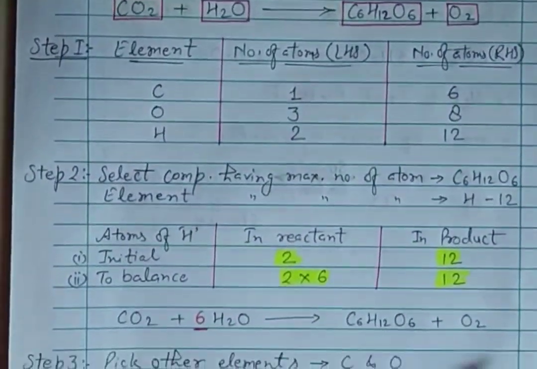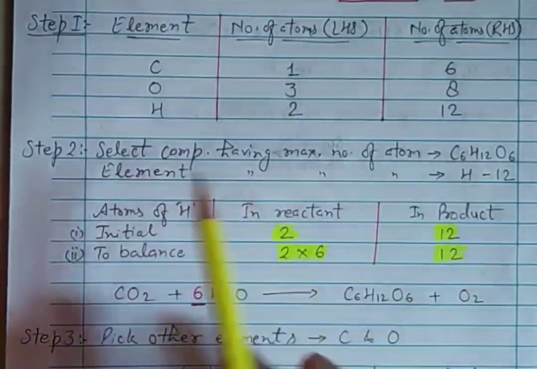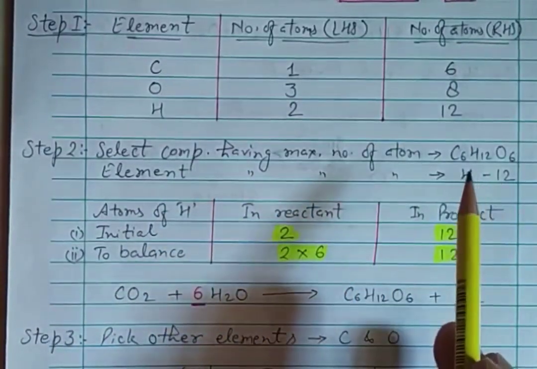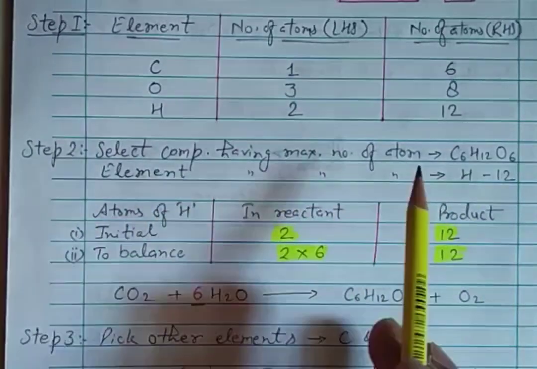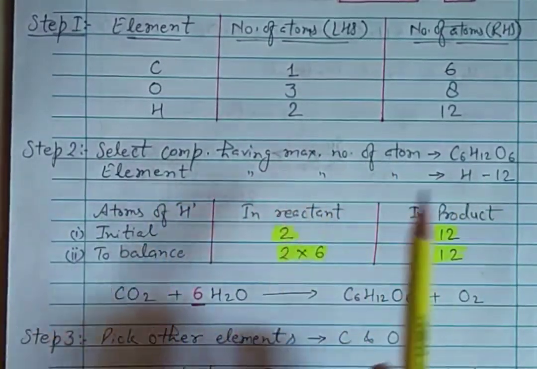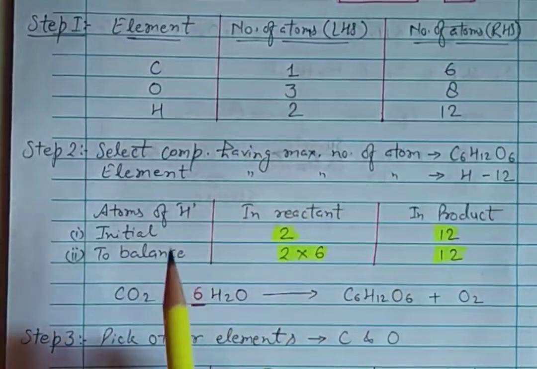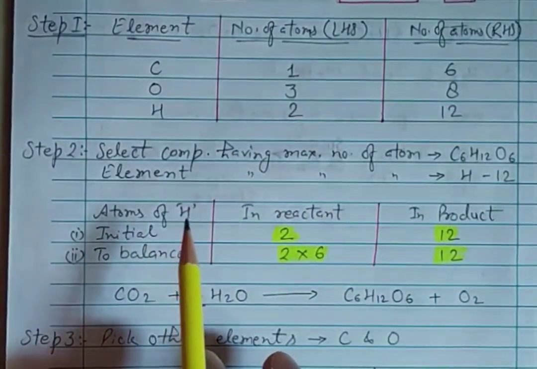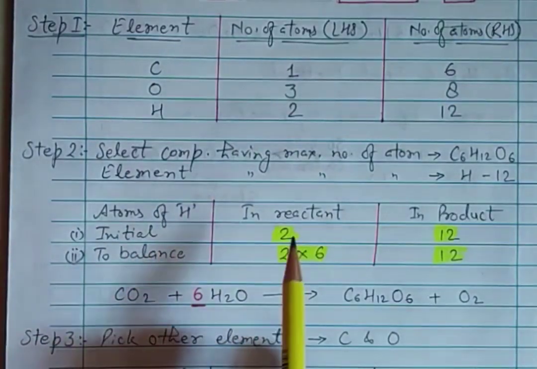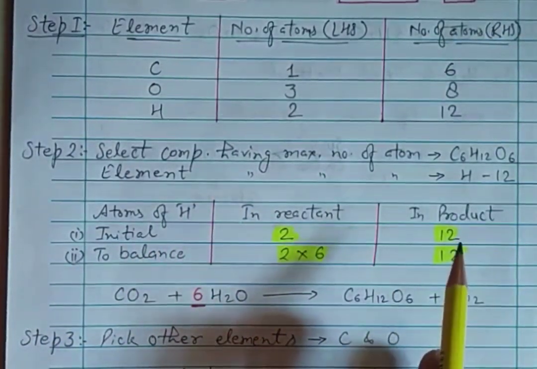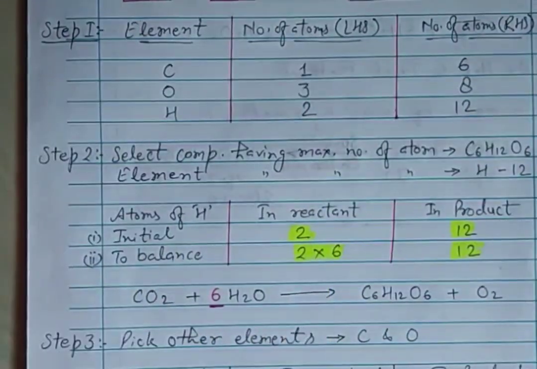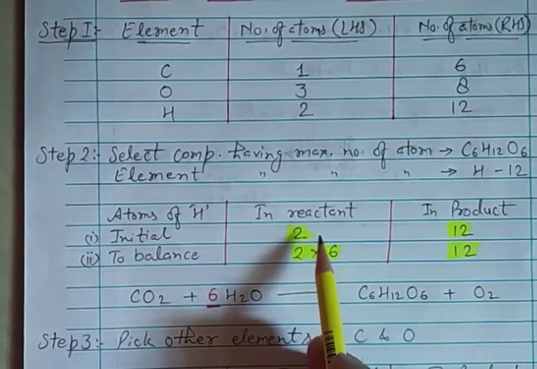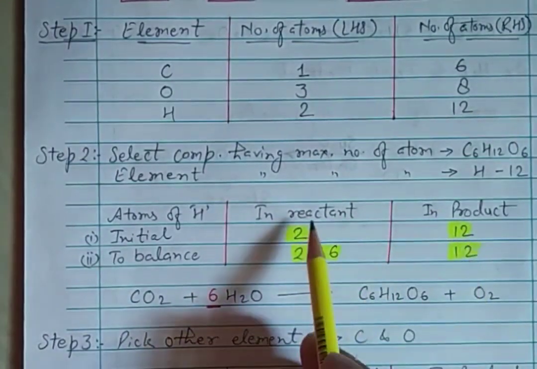So in the second step, first of all we select the compound which has the maximum number of atoms, that is glucose, C6H12O6, and in this compound hydrogen has the most atoms. So first of all we start with hydrogen. We make a table for the hydrogen atom: how many atoms are there initially in reactant and in product. In the reactant hydrogens are 2 and in the products they are 12. How can we make them equal?